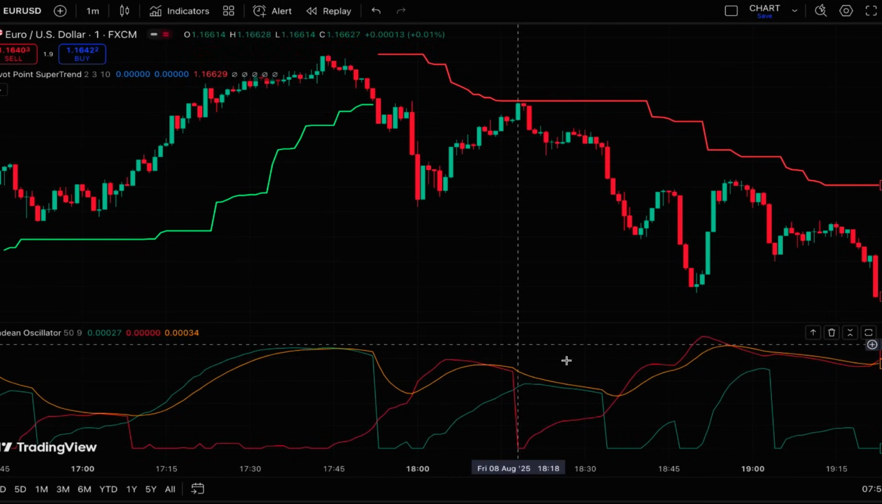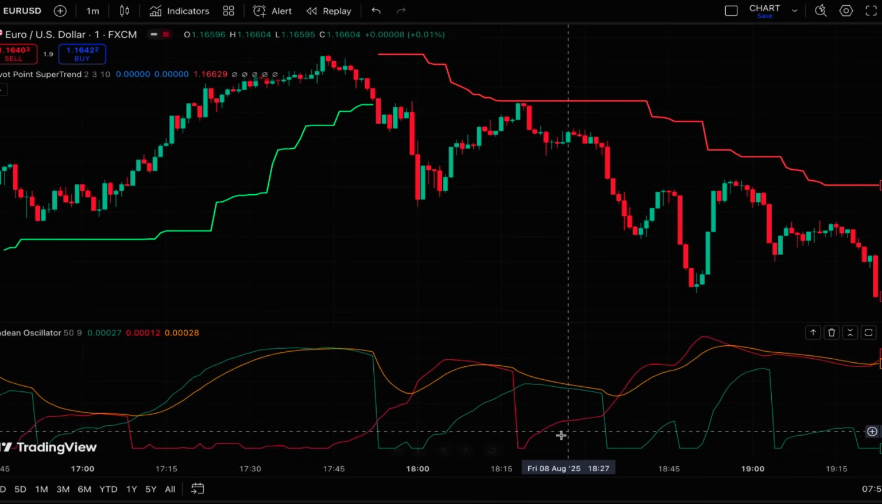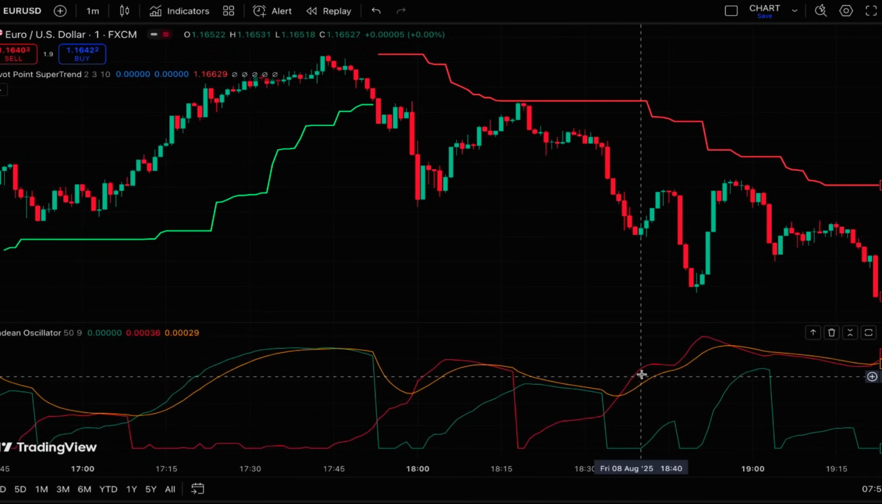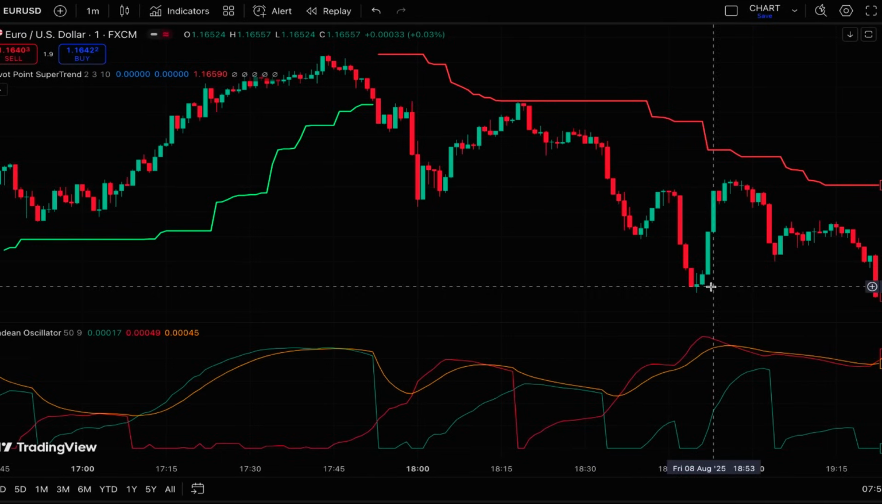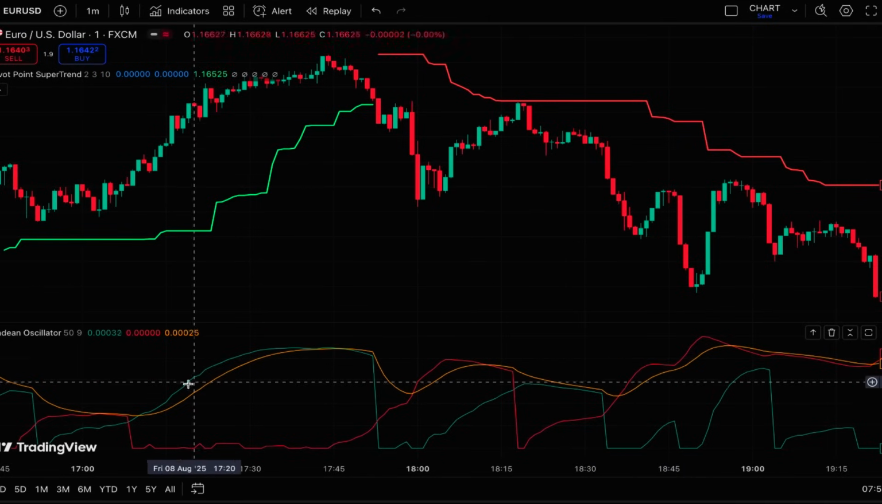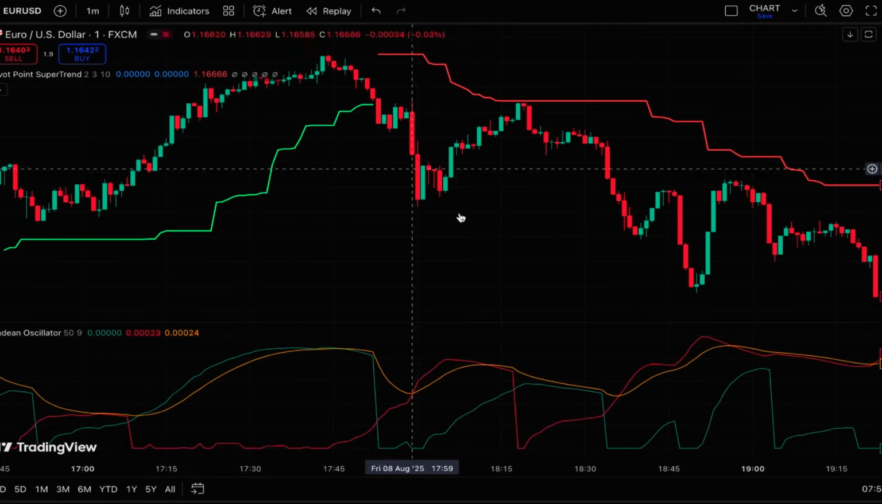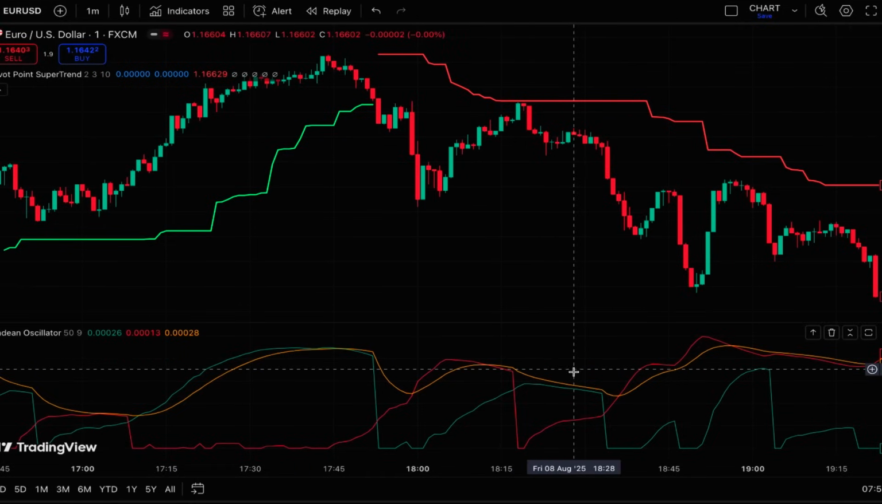As you can see, we have three lines here: red, orange, and green. When the red line is above the other two, the price is declining. When the green line is above the other two, the price is advancing. And when the orange line is above the other two, it tells us that the market is moving flat.